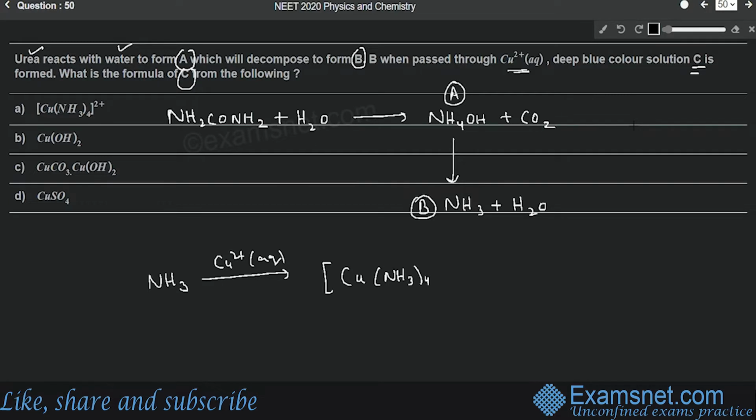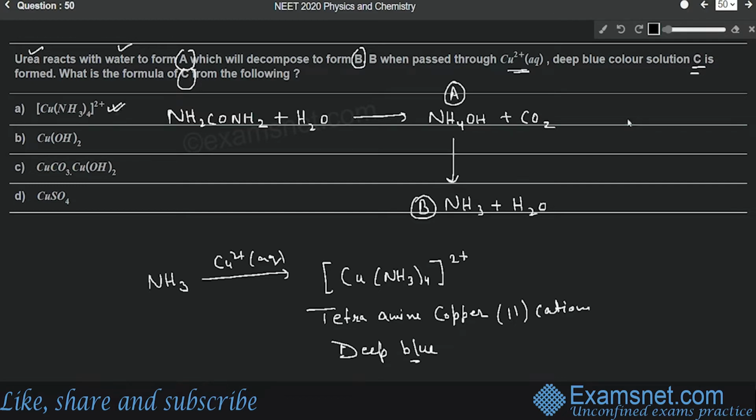[Cu(NH3)4]2+, and this is the tetraamminecopper(II) cation. Okay, and this will give you a deep blue color solution. This is deep blue in color. So out of the given options, which option will be correct? Option A will be the correct answer.